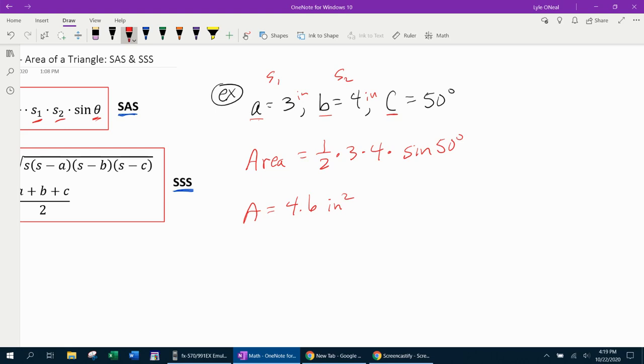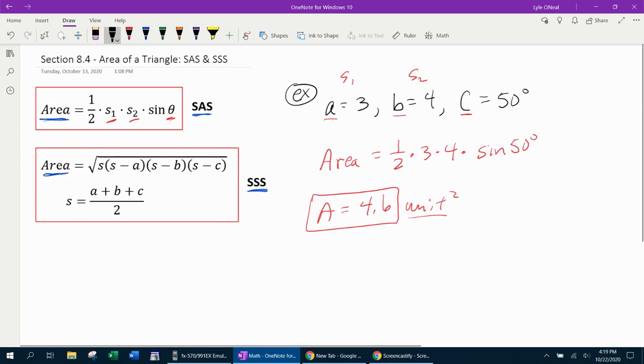And if they don't give you any units, then you can either just not put any units or you could put units squared. But I think in MyLab Math, if you put this in the answer box, it's probably going to count it wrong. So we're just going to say 4.6 and we're done. That's all there is to that. Finding the area, plug and play. You only have to find the one value.